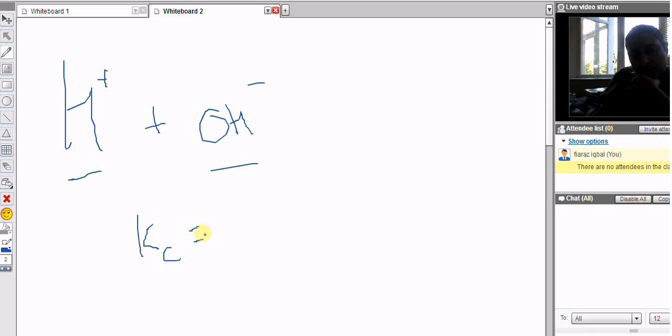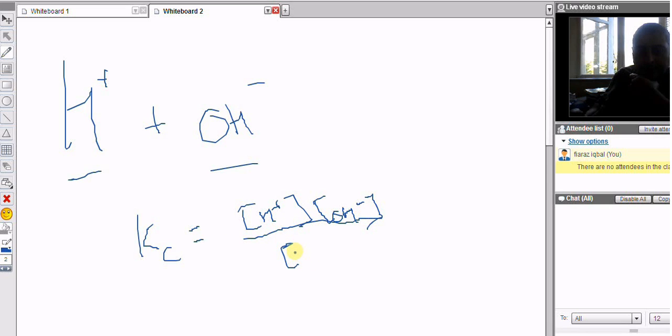is equal to the concentration of H+ and OH-, which comes from the equilibrium expression, over the concentration of water, H2O. Okay.